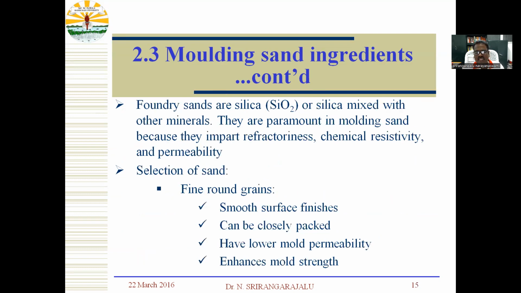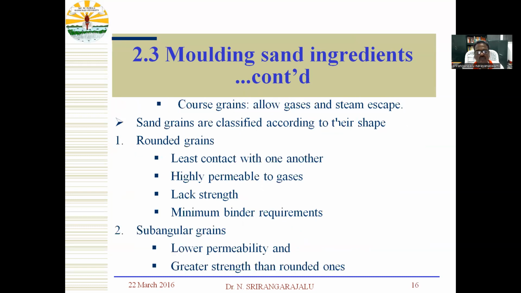The foundry sand is silica, SiO2, or silica mixed with other minerals. It is predominant in molding sand because it imparts refractoriness, chemical resistivity, and permeability. Selection of sand: fine round grains with smooth surface finishes can be closely packed, have lower mold permeability, and enhance mold strength. Coarse grains allow gases and steam to escape.